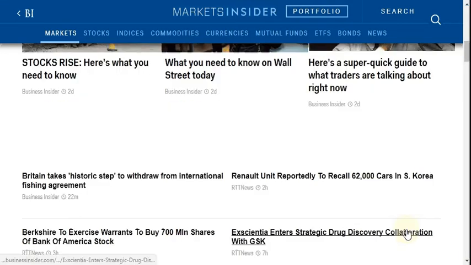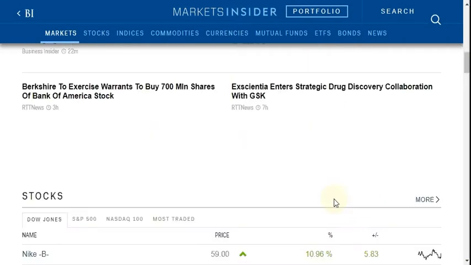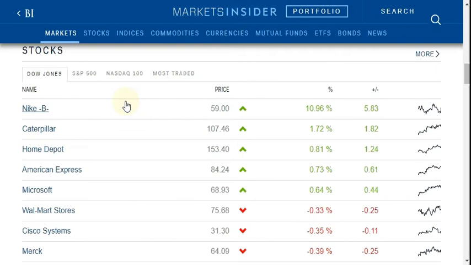And now over here, what do we have? Britain. Okay, we have Berkshire Hathaway. You see that Berkshire Hathaway and Warren Buffett are now the largest shareholders of Bank of America stock. That's Renault for the car industry in France. Over here, what do we have? Here talking about the stocks.